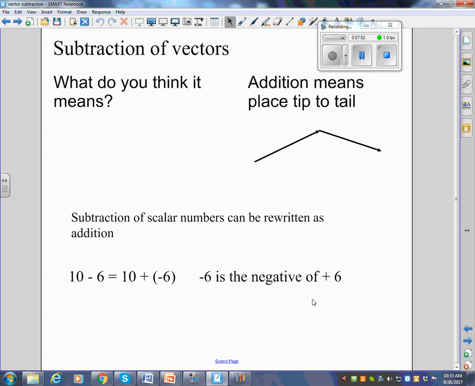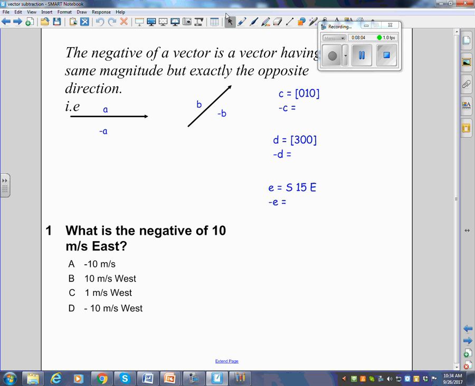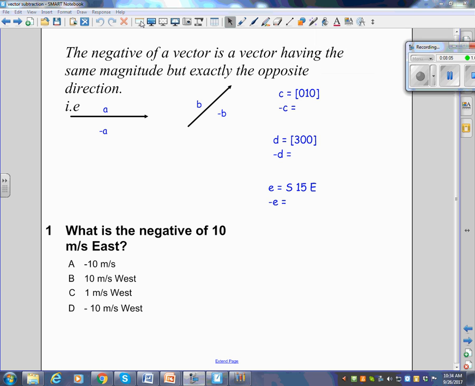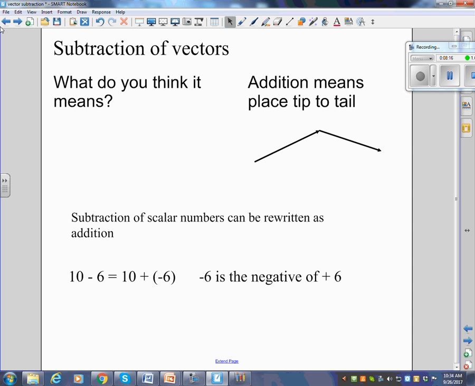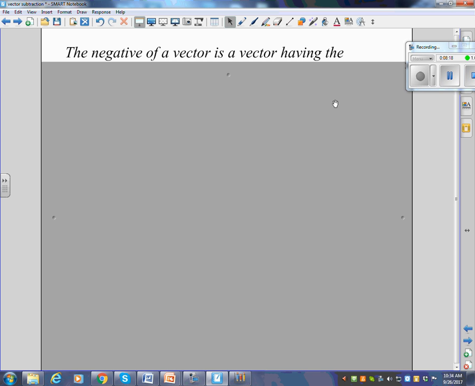Would the same thinking be good for vectors, do you think? It kind of seems like it, doesn't it? And I am telling you that. I'm leading you down the path. So what do you think is the negative, or the opposite? What do you think it means to make the negative of a vector, or the opposite of a vector? How do I turn minus 6 into plus minus 6, or turn that into a negative?